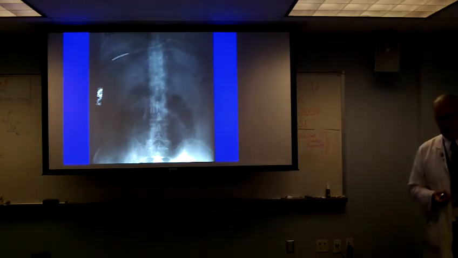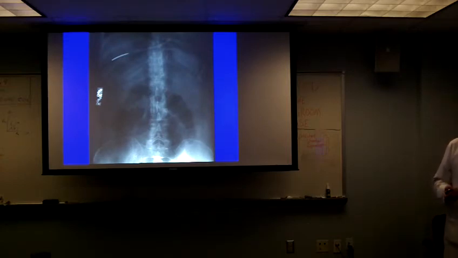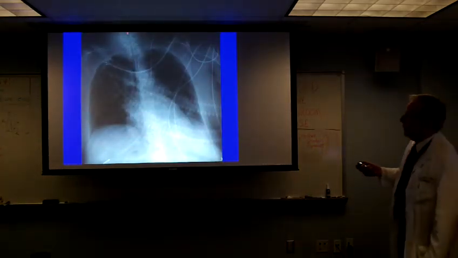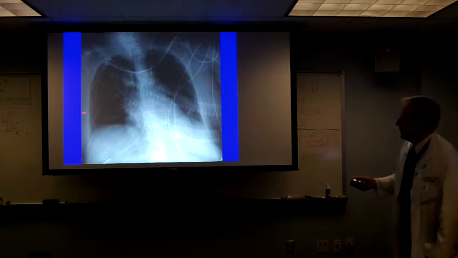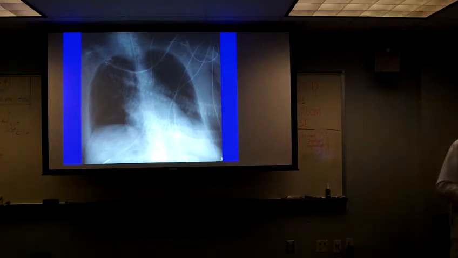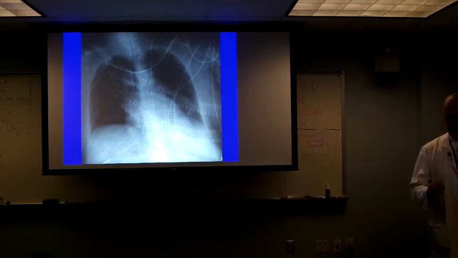Now where is the tube? Did they go through something? No. This is the film they should have gotten originally, and the tube comes down here. You can see it's in the posterior costophrenic angle of the pleural space, because they didn't follow the protocol, they just kept shoving the tube down. They advanced the tube right out through the lung.